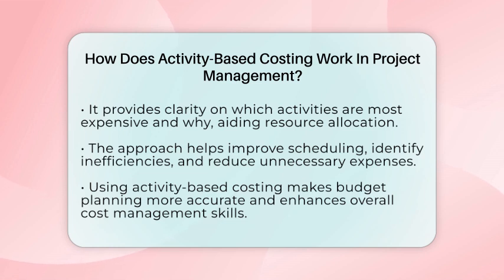In short, activity-based costing works by breaking down a project into detailed activities, assigning costs based on how much resources each activity consumes, and linking those costs to the final project deliverables. This makes your budget planning more accurate and your cost management more effective, which are key skills for any project manager aiming to succeed.